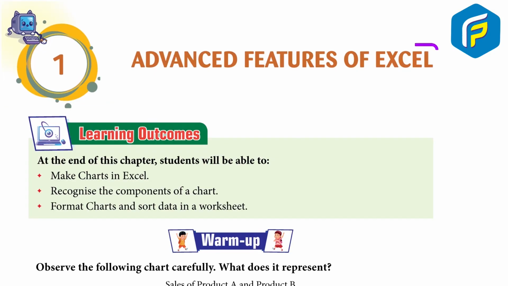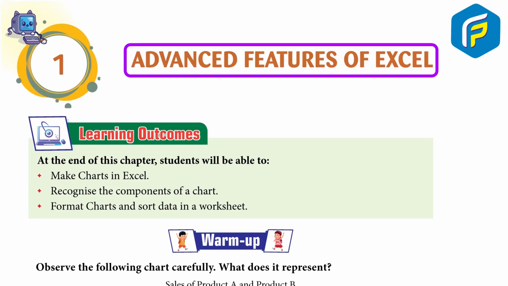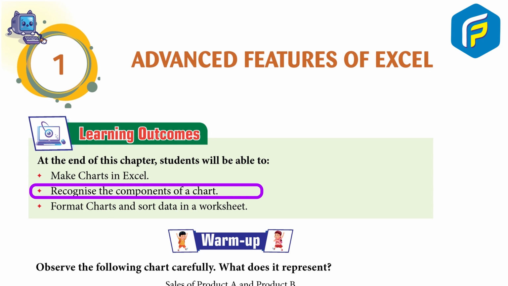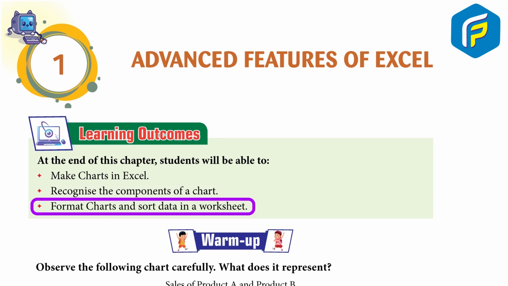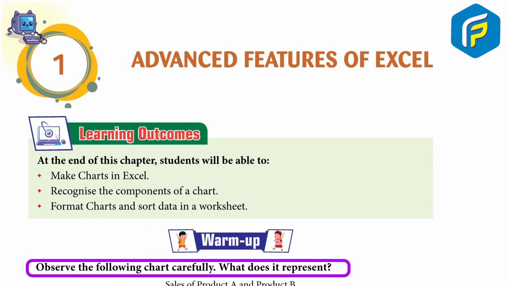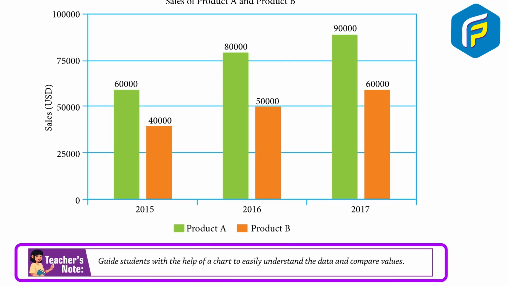Chapter 1. Advanced features of Excel. Learning outcomes. At the end of this chapter, students will be able to make charts in Excel, recognize the components of a chart, format charts and sort data in a worksheet. Warm up. Observe the following chart carefully. What does it represent? Teachers, note: guide students with the help of a chart to easily understand the data and compare values.